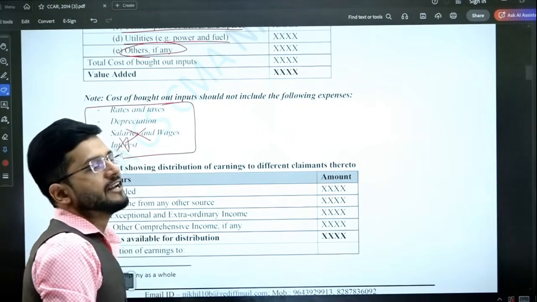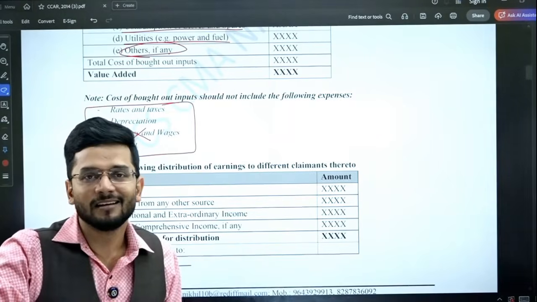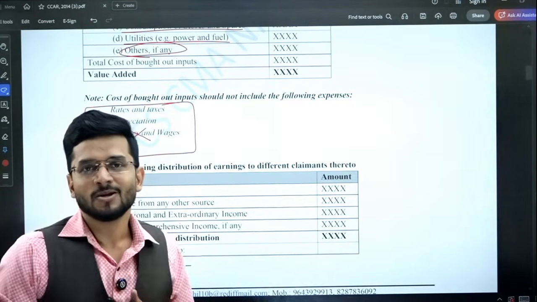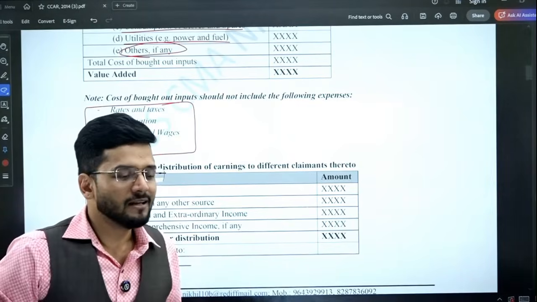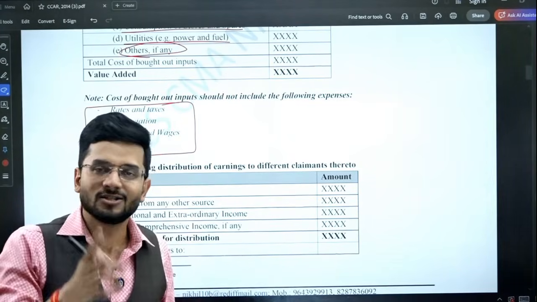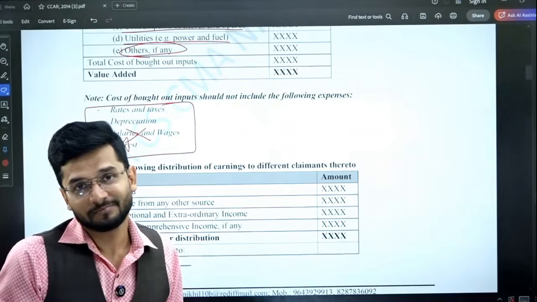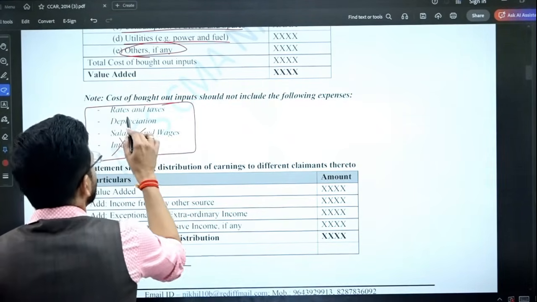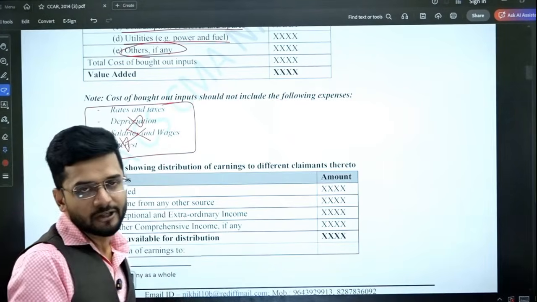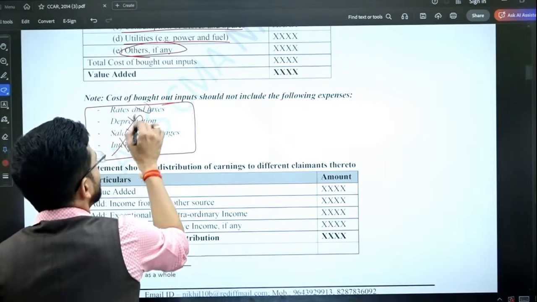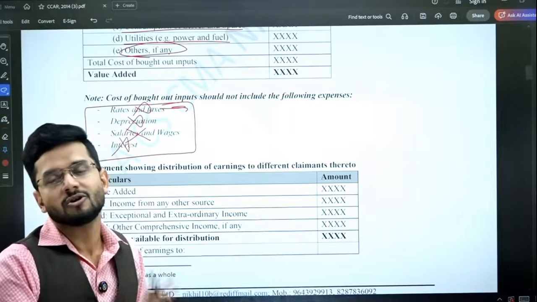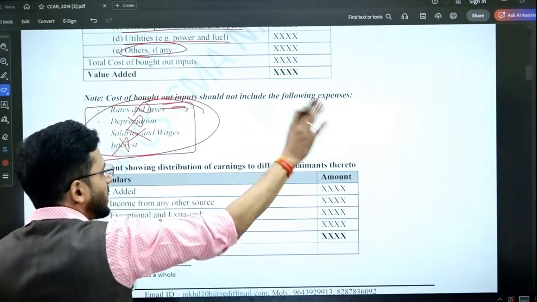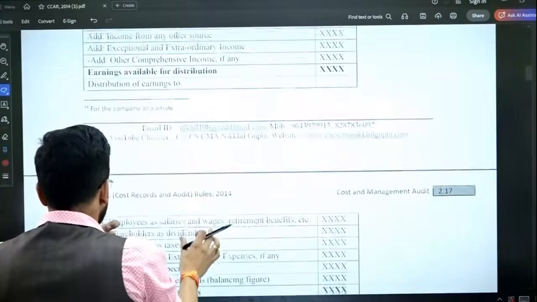Interest is not reduced. Interest is a financial charge, not a production charge. It doesn't get covered under the cost of production according to costing principles. It's because the employer is not able to arrange funds of its own that we have taken interest. Production has not necessitated interest, so that is not reduced. Depreciation is an initial cost, therefore not reduced, and rates and taxes are a statutory cost, not related to production, that's why they are not reduced. So these 4 items are not reduced while calculating the value added. All the rest of the items are reduced.